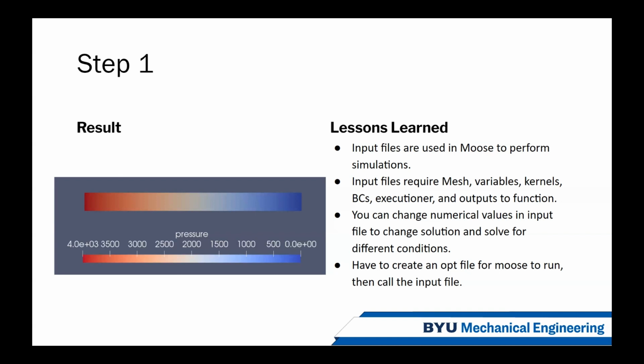You can also add different variables as well. And finally, you have to create an OPT file in order for Moose to run and visualize the solution from the input file.